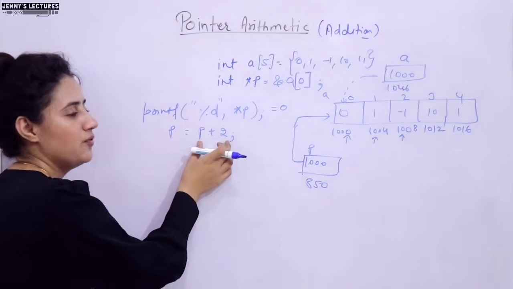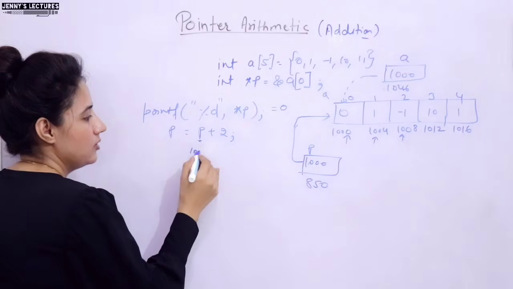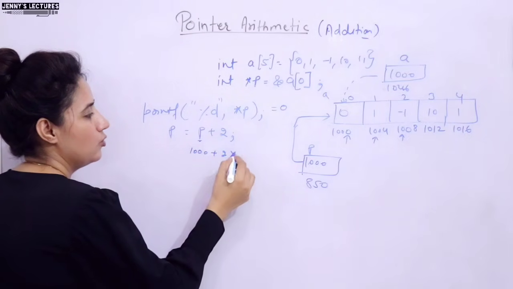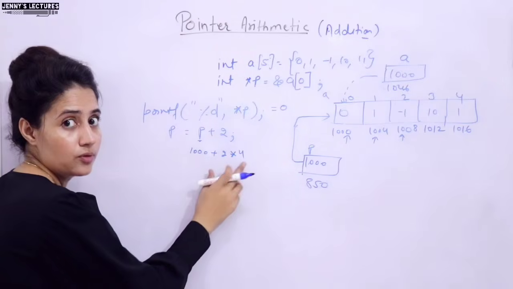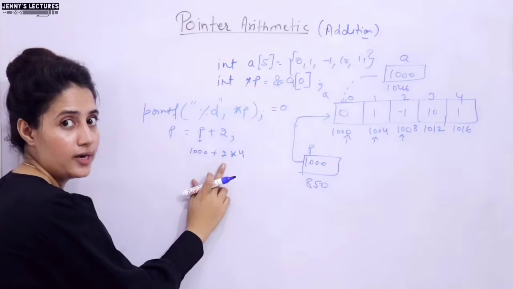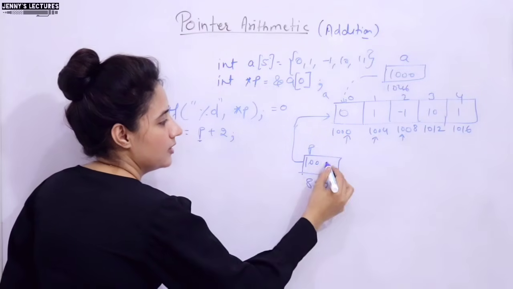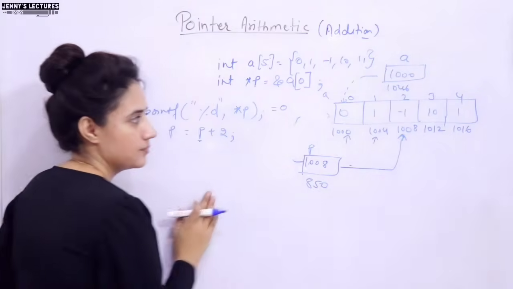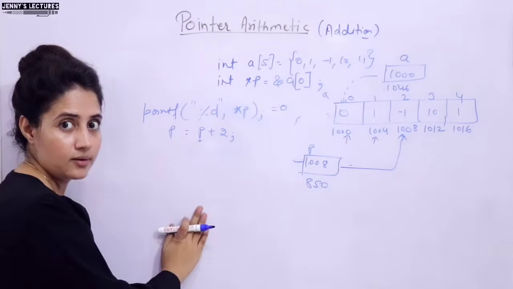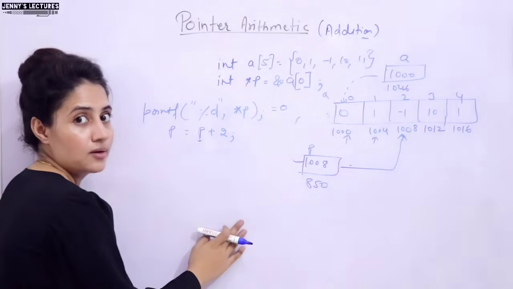Or ultimately you can find the address also, and after that you will get in P: we have 1000 plus 2 into the size of the data type, which is integer, that is 4. It would be 4 into 2, 8, 1008. So now after this P is containing 1008, so now P is pointing to here, right? That is possible. We can move this P something like this, right?